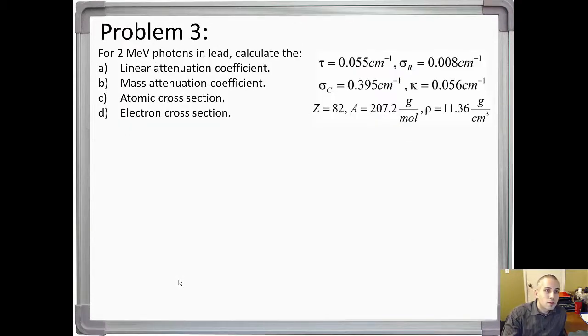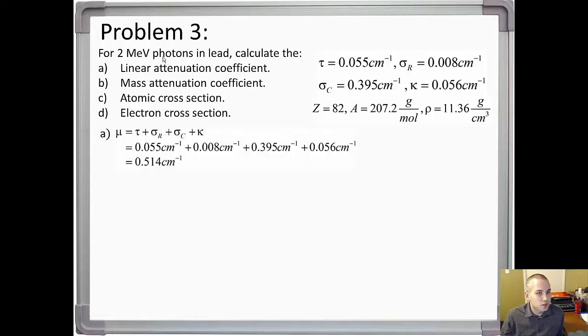Okay, so for problem 3, we're going to be calculating the linear attenuation coefficient, mass attenuation coefficient, atomic cross-section, and electron cross-section. I've given the values for each of the interaction coefficients, the atomic number, the atomic weight, and the density of lead. This will be for 2 MeV photons in lead. So let's go ahead and calculate the linear attenuation coefficient.